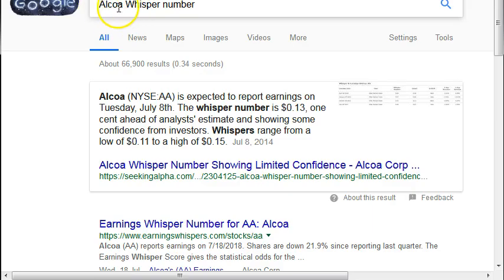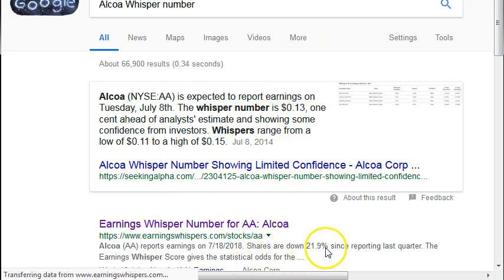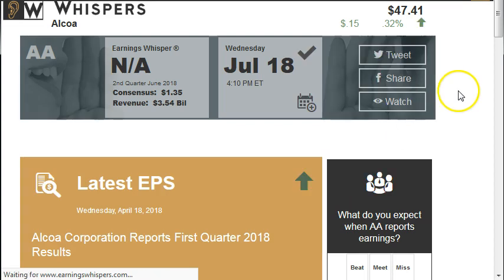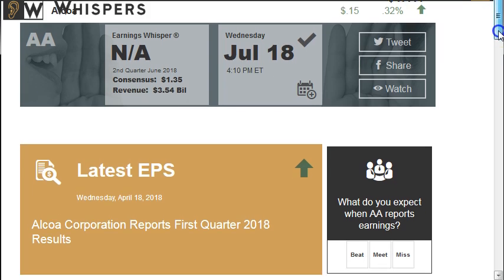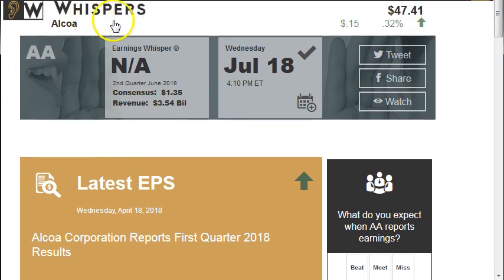So I googled again for Alcoa Whisper Number, and the Whisper Number for Alcoa is coming from another website. Again, this may or may not be true, but at least it gives you some information. If you want more reliable information, you can subscribe to these other websites that I just showed you, websites like that.